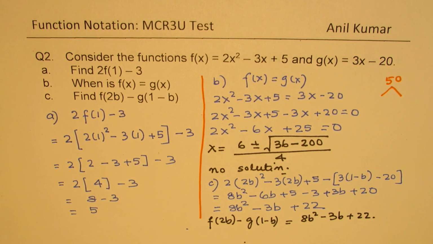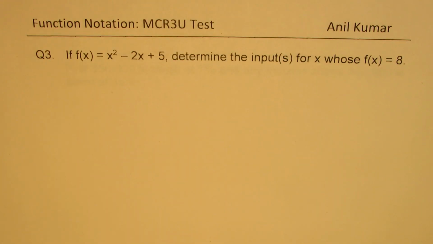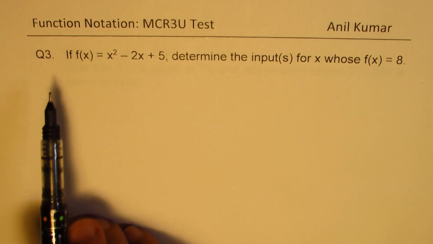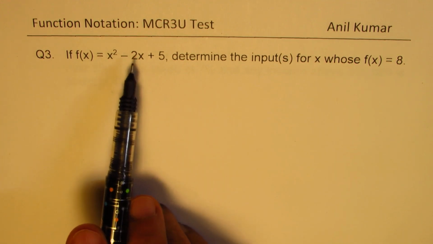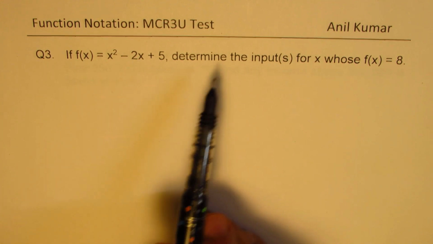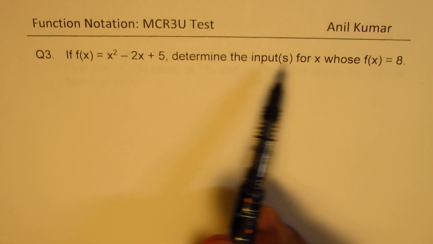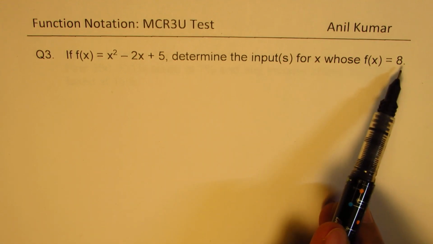Is that clear? So that is how we are going to solve question number 2. So I hope the concept is clear, right? Now let's move on and take question number 3. Question number 3 is, if f of x equals x squared minus 2x plus 5, determine the inputs for x whose f of x is 8.